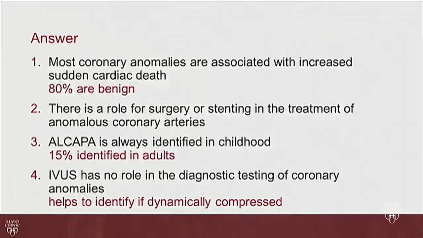And I did put some answers in. Again, most coronary anomalies are associated with increased sudden cardiac death. That's not true because 80% are benign. ALCAPA is always identified in childhood, again, is not correct because 15% is identified in adults. And IVUS can help you with identifying a dynamically compressed vessel.